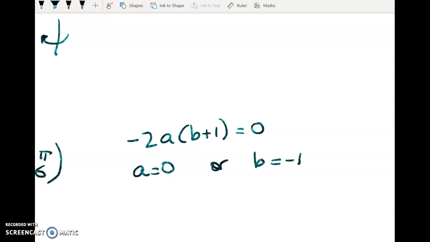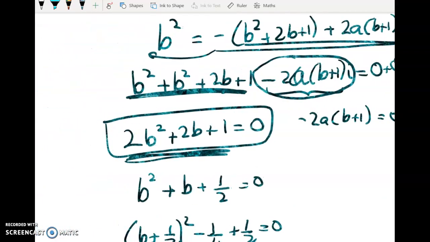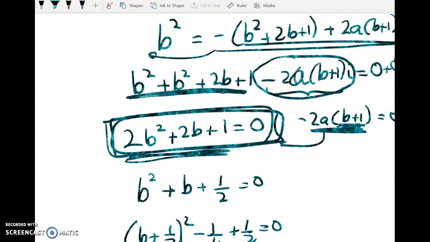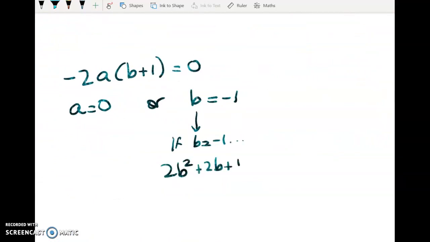And now we're going to take each of these. So if b is equal to negative 1, we're going to say what's a? If b is equal to negative 1, then let's go back to over here. We have to have that this condition holds, right? So we found a value of b in here that will make the imaginary part 0, but we don't think it's going to work for this, and we're going to show that now. If b is equal to negative 1, then what is 2b squared plus 2b plus 1? Well, that's equal to 2 minus 2 plus 1. It's not equal to 0. So that tells me that b is not equal to negative 1.